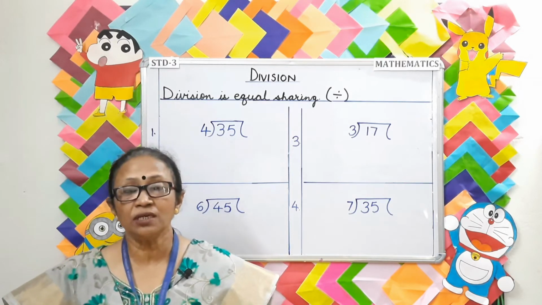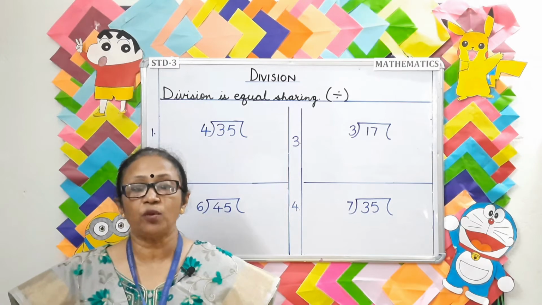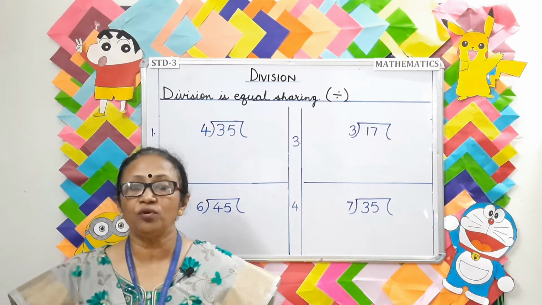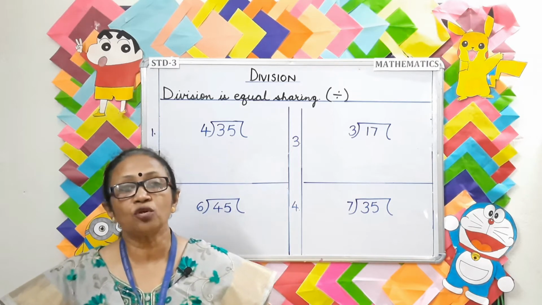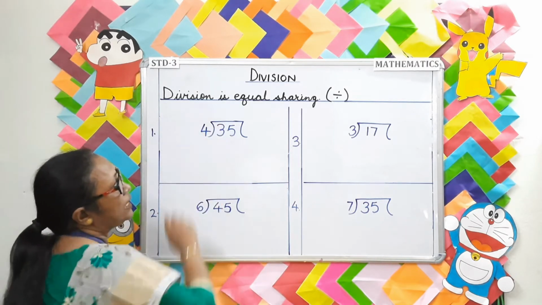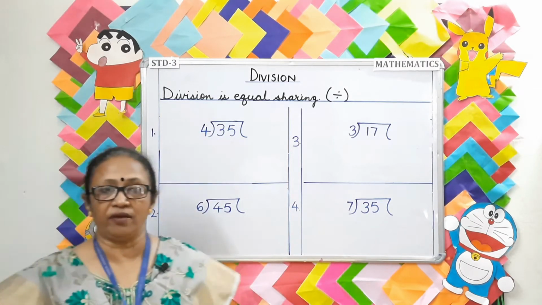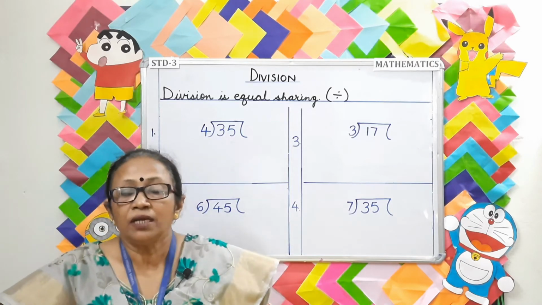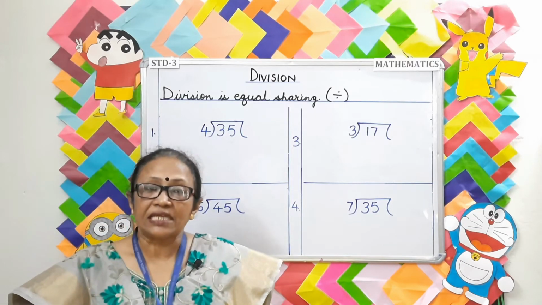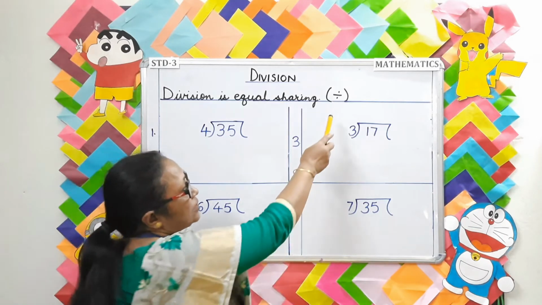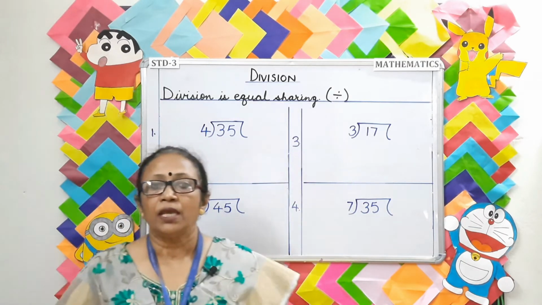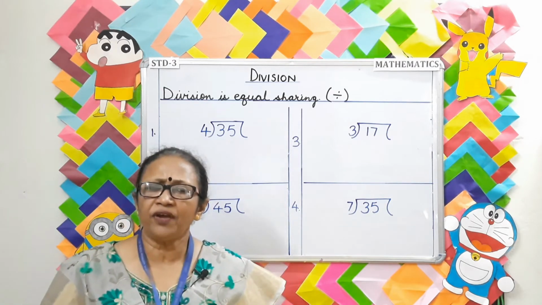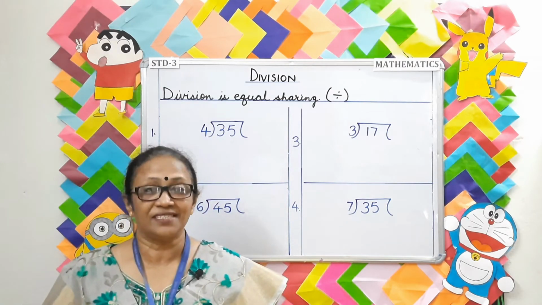What is division? Division is a process by which equal distribution can be done among a group. We can also say division is equal sharing. Now, children, what is the sign of division? This is the sign of division. This denotes division.